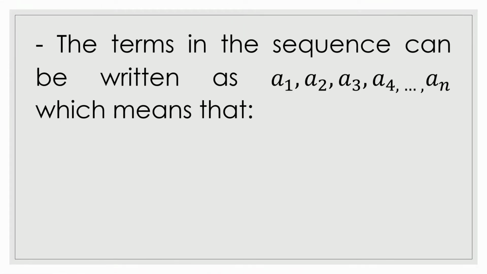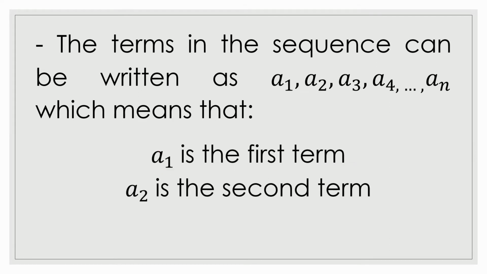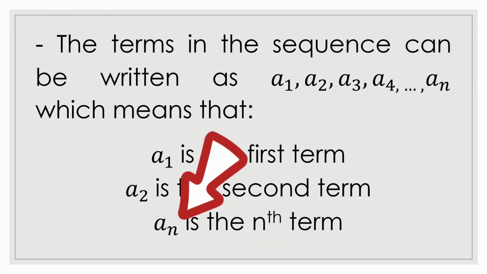So the terms in the sequence can be written as a sub 1, a sub 2, a sub 3, a sub 4, until a sub n, which means that a sub 1 is the first term, a sub 2 is the second term, and a sub n is the nth term. So depending on the number of terms, n here refers to the number of terms. Alright? So para mas maintindihan, let me give you an example.